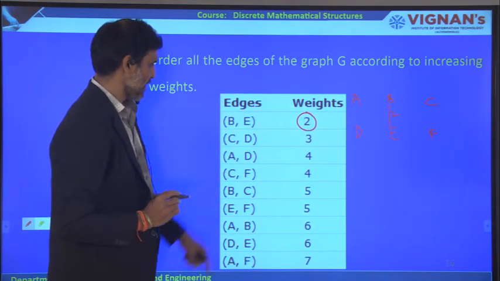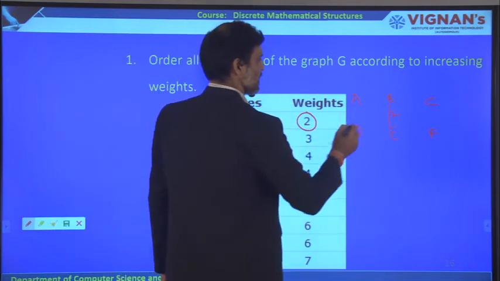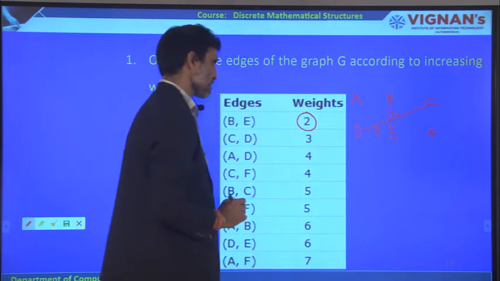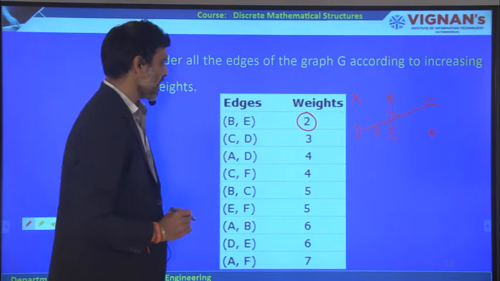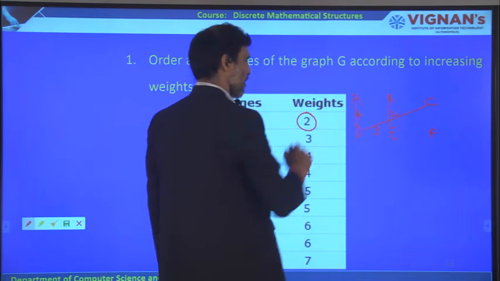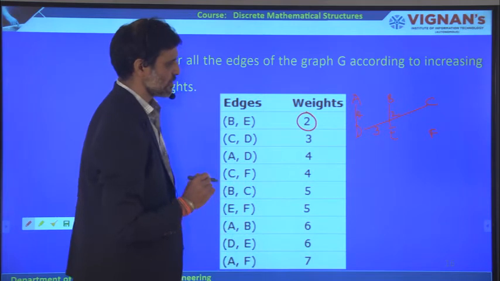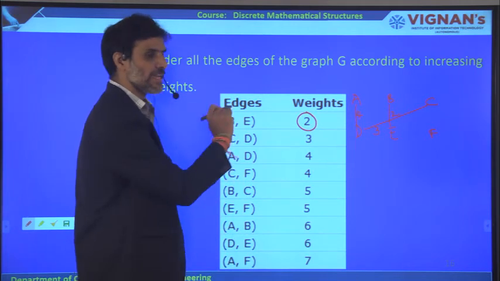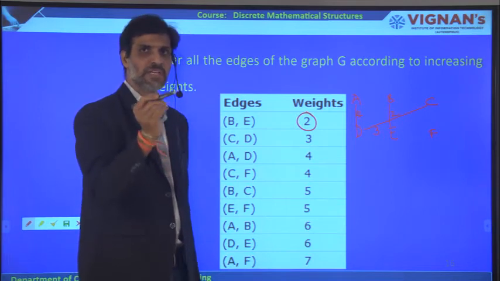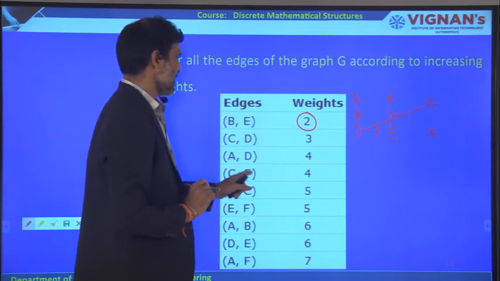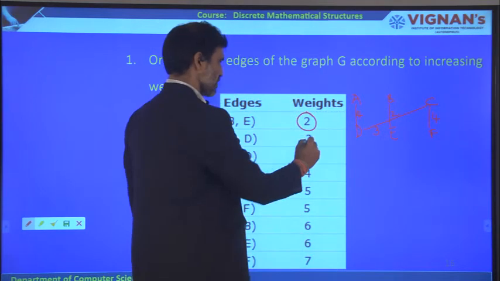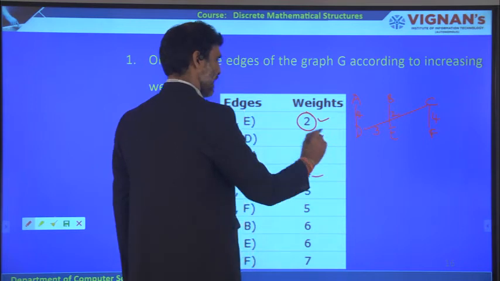And then what is CD? It is a weight of what? 3. So you have to take CD of weight 3. And AD, it is a weight of what? 4. So you have to take AD, it is a weight of 4. While you are joining the edges between the vertices, you always check whether it forms a cycle or not. If it forms a cycle, remove that particular edge and go for the next edge. Similarly, CF, what is the weight of this particular? It is also 4. So it is this one, this one, this one, and this one.